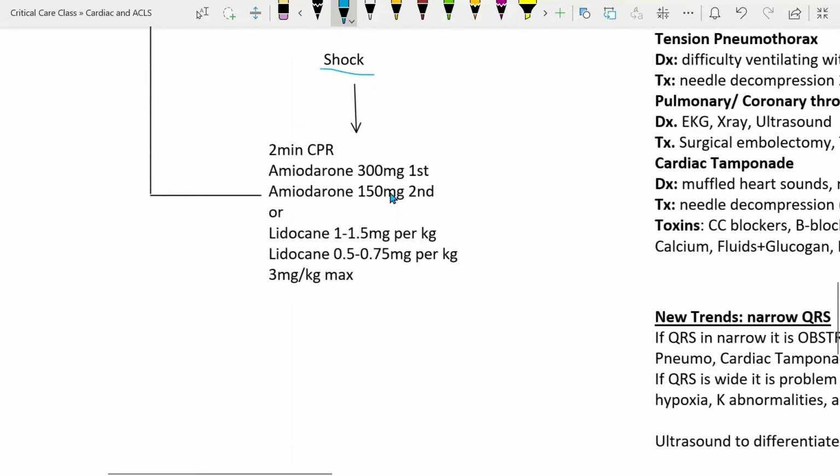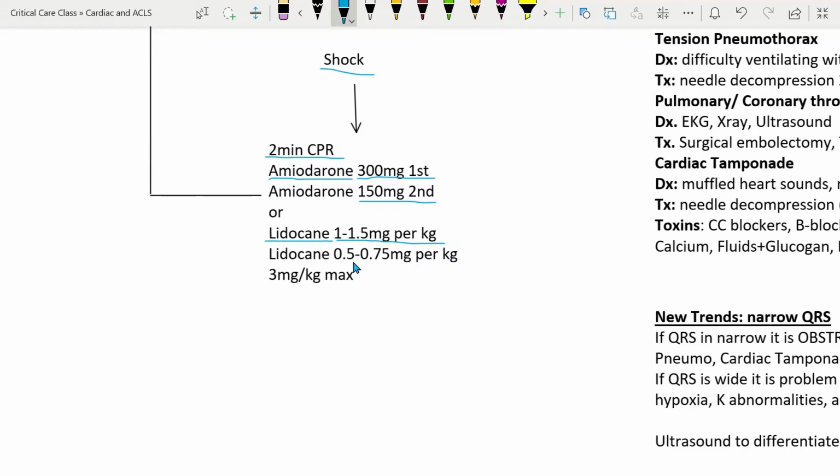After delivery of the shock and resuming of CPR, 2 medications are considered, amiodarone and lidocaine. Both calm the myocardium and stabilize the electrical membrane. Amiodarone can be given as a first dose of 300 mg and a second dose of 150 mg. Lidocaine is weight-based. The first dose is 1 mg to 1.5 mg per kilogram of body weight.